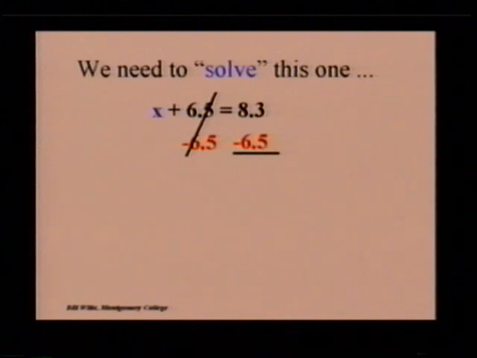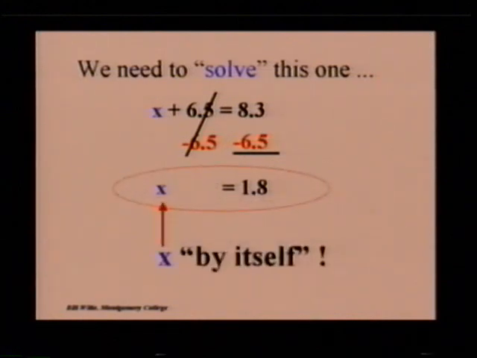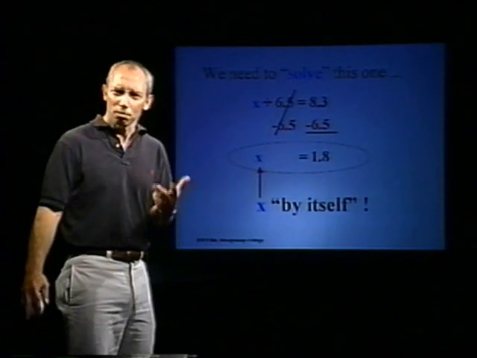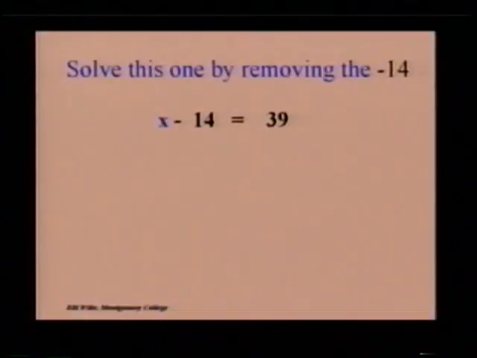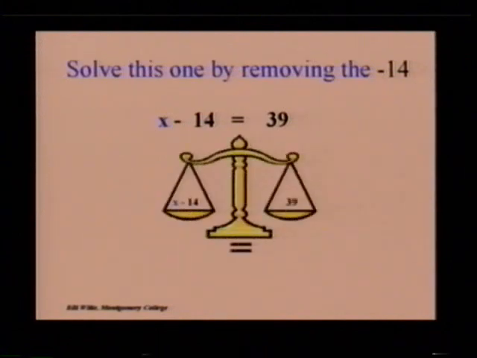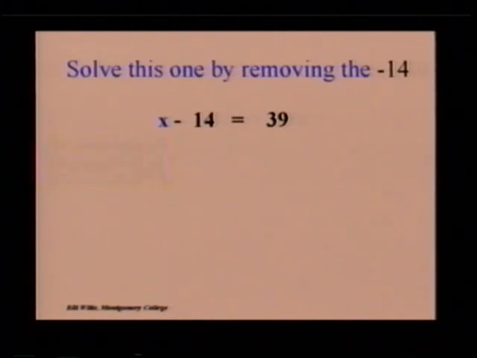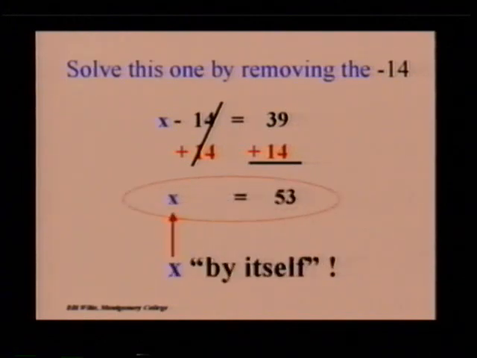That'll get rid of that. X will be by itself, and 8.3 minus 6.5 is 1.8, and x is by itself, so I've finished the problem. So I'm basically undoing whatever it takes, or doing whatever it takes to get x by itself. Let's try this. What are we going to have to do to get rid of that minus 14? What's the opposite of subtracting 14? Well, we got a scale here. I had to add 14, but if I do it on one side, I have to do it on the other. And that'll get rid of it there. And once again, I've got x by itself. And that's how you do it.